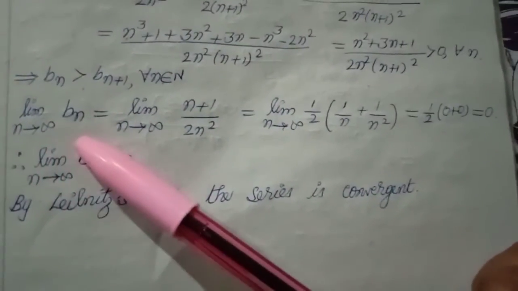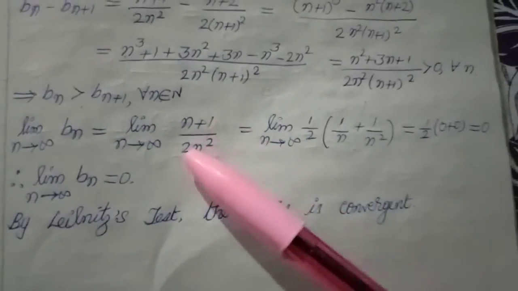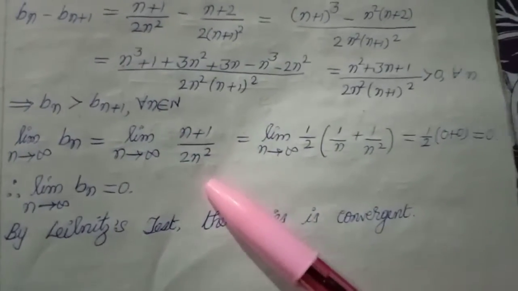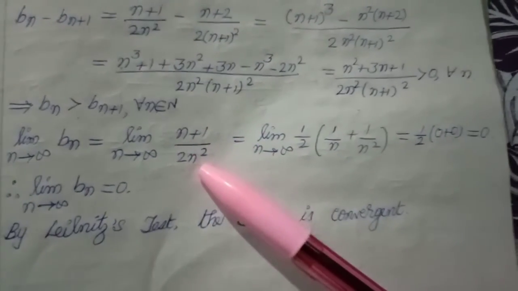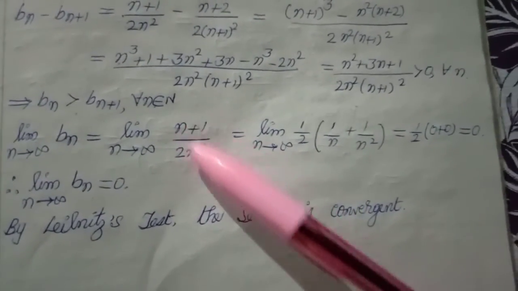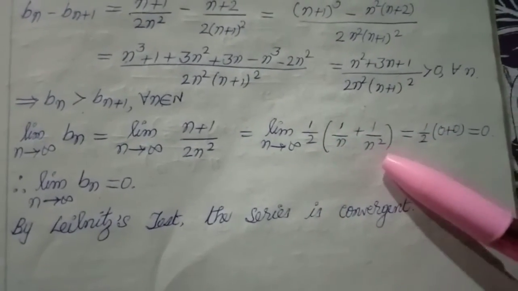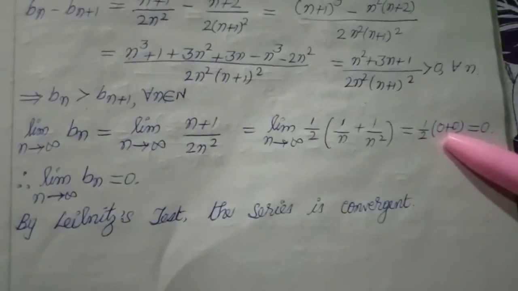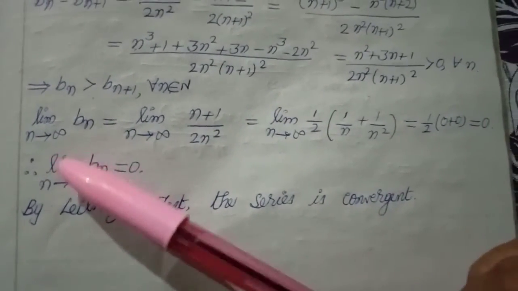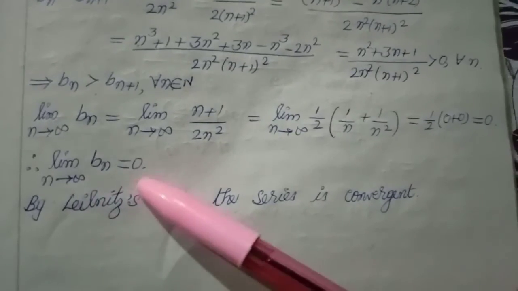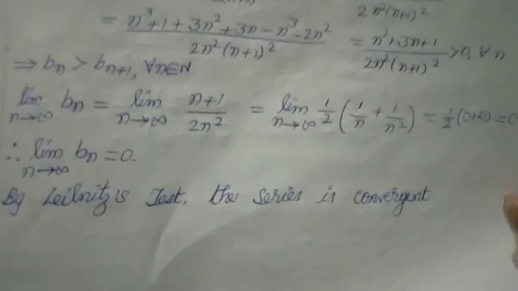Now limit n tends to infinity bn becomes limit n tends to infinity n plus 1 divided by 2n square, out of which I will take 2 common and split this into two terms. So when I split it into two terms, n by n square becomes 1 by n, plus 1 by n square. When I apply the limit, 1 by infinity becomes 0. So half into 0 is 0. Hence, limit n tends to infinity bn is equal to 0. Now by both the conditions, using Leibnitz test, the series is convergent.